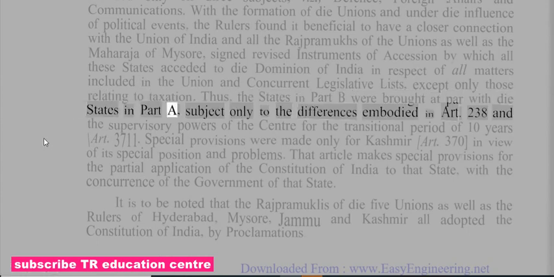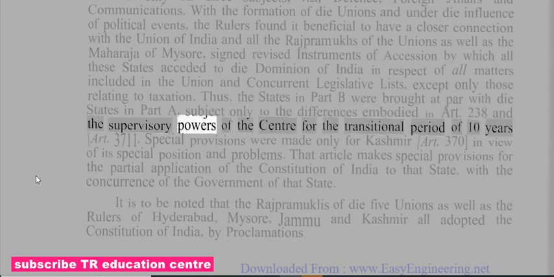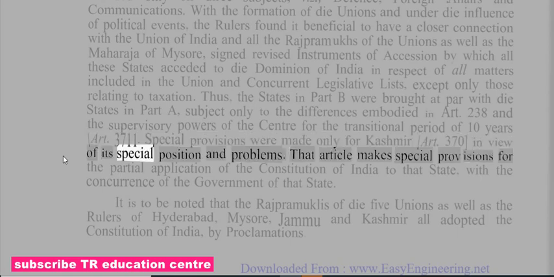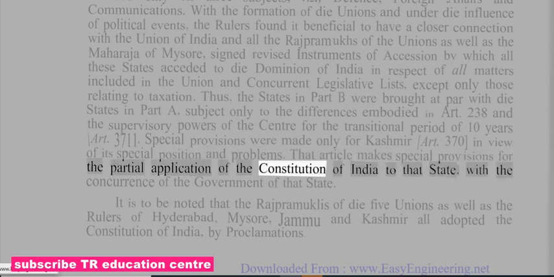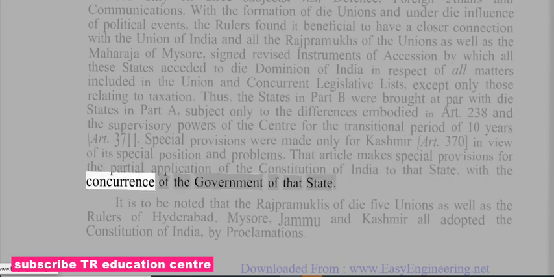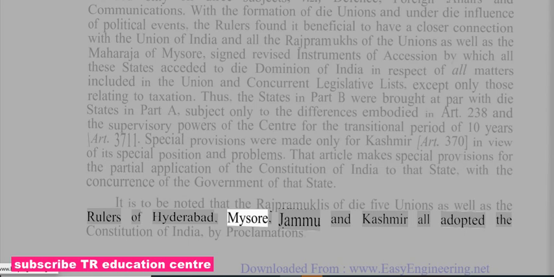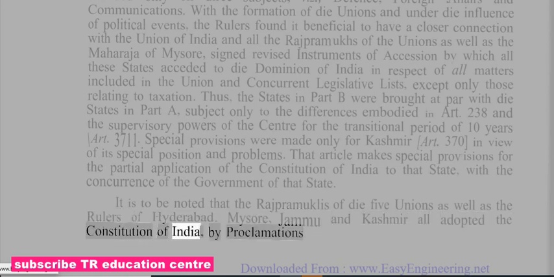Thus, the states in Part B were brought at par with the states in Part A, subject only to the differences embodied in Art. 238 and the supervisory powers of the Centre for the transitional period of 10 years (Art. 371). Special provisions were made only for Kashmir, Art. 370, in view of its special position and problems. That article makes special provisions for the partial application of the Constitution of India to that state, with the concurrence of the government of that state. It is to be noted that the Raj Pramukhs of the 5 unions as well as the rulers of Hyderabad, Mysore, and Jammu and Kashmir all adopted the Constitution of India by proclamation.